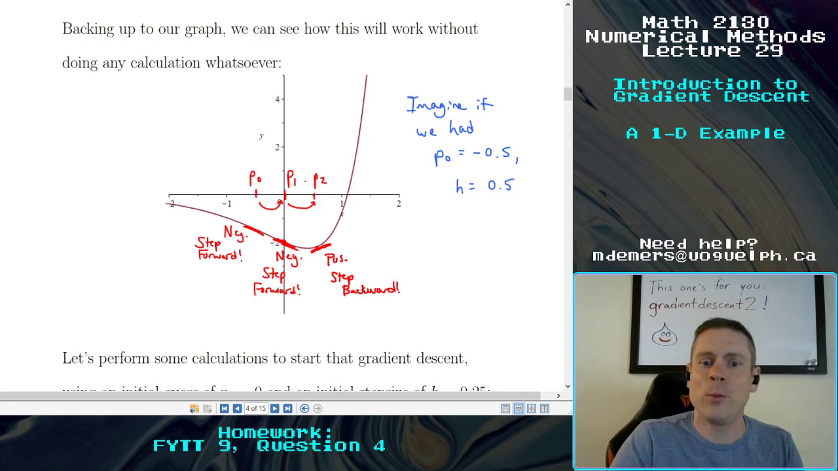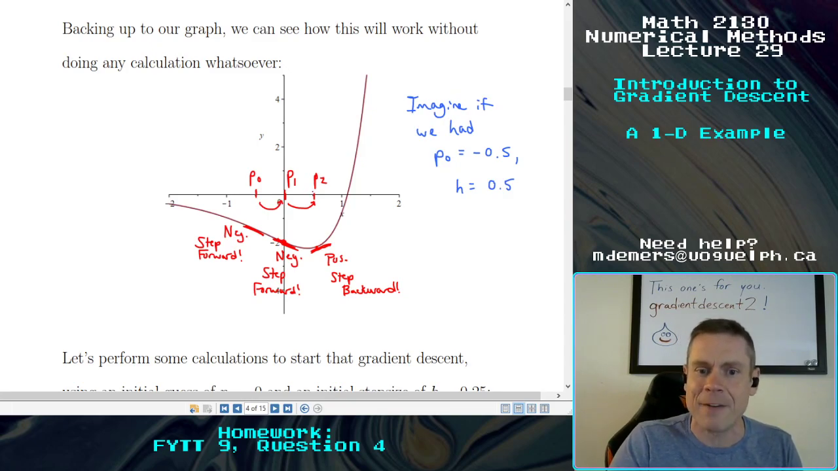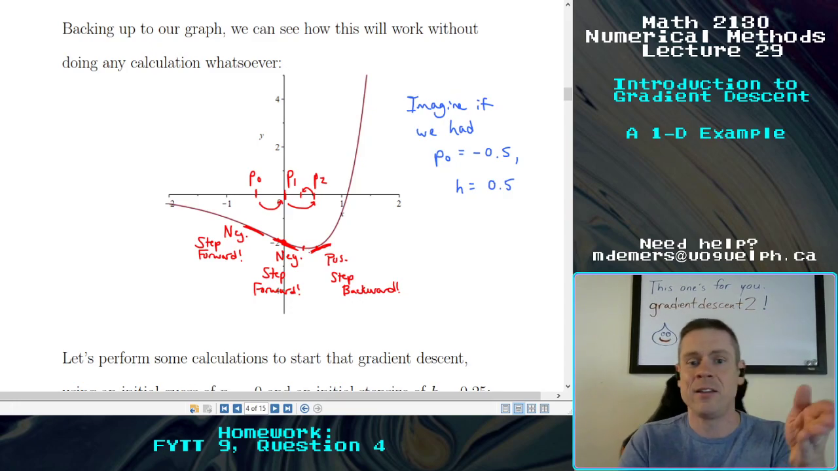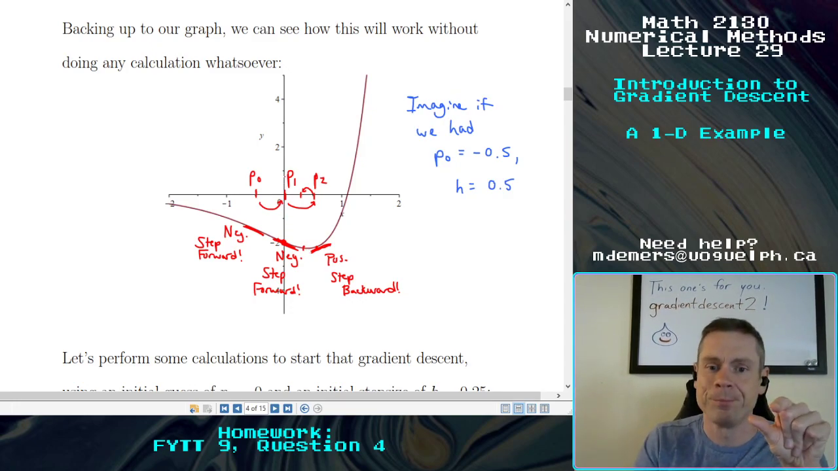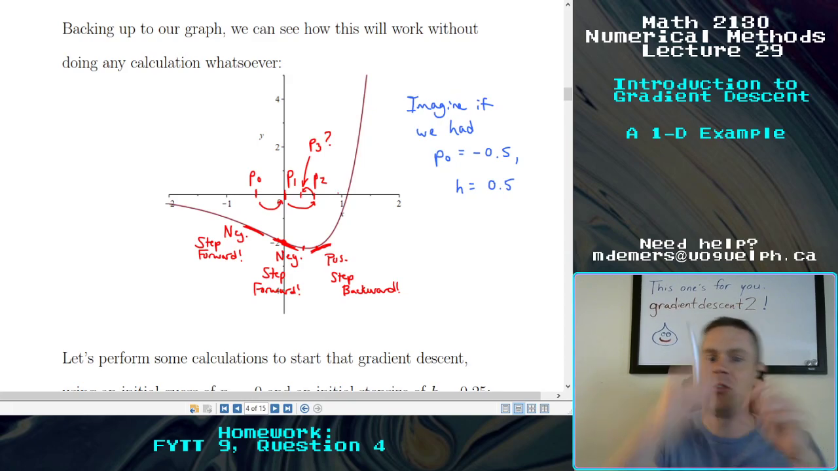But if we stepped backward, we'd be right on top of p1, and that would be higher than where we started, so I have to cut that in half, and I'd step a little bit in this direction instead, and so on and so forth, right? This might be my p3 if it's lower, but it's getting very, very small already. We're already honing in, see, on that minimum value. So maybe this is lower, maybe it's not. I'll put a p3 question mark, but you see how this works.